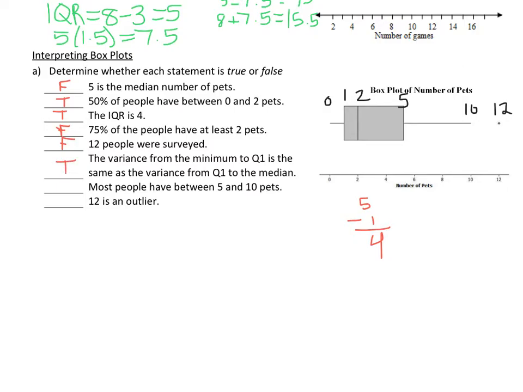Most people have between 5 and 10 pets. Well, between 5 and 10 pets is not even 25% of the data, so that is false. 12 is an outlier. 12 is represented by an asterisk, so that is true.